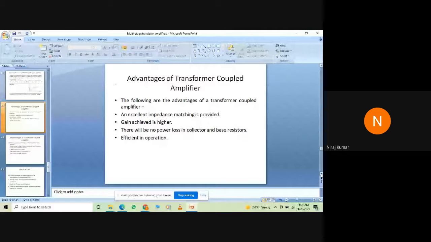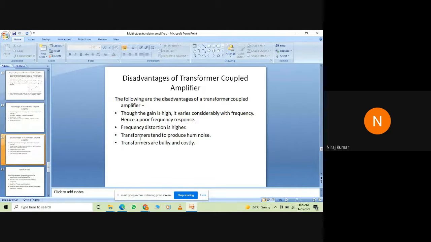Advantages of the transformer coupled amplifier. The following advantages are here. Excellent impedance matching for this transformer coupled amplifier. Gain is higher. No power loss in collector and base resistors. Efficient in operation.